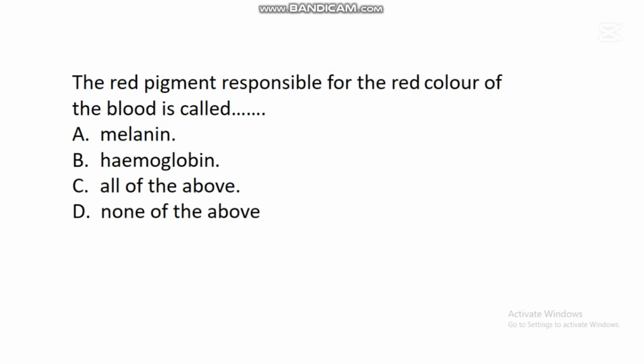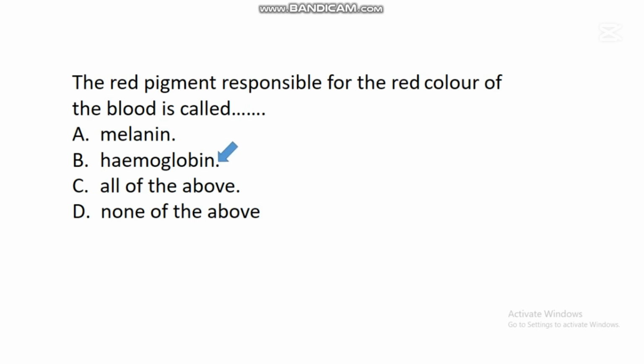The next question says, the red pigment responsible for the red color of the blood is called dash. A. Melanin, B. Hemoglobin, C. All of the above, D. None of the above. In this question, the correct answer is B.